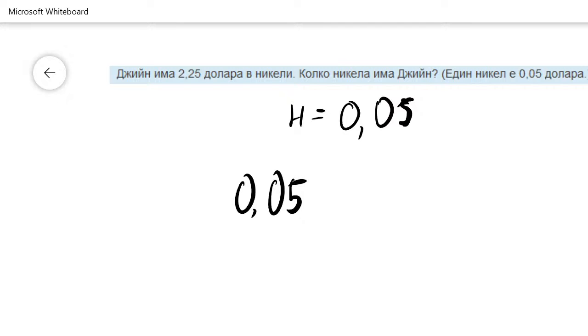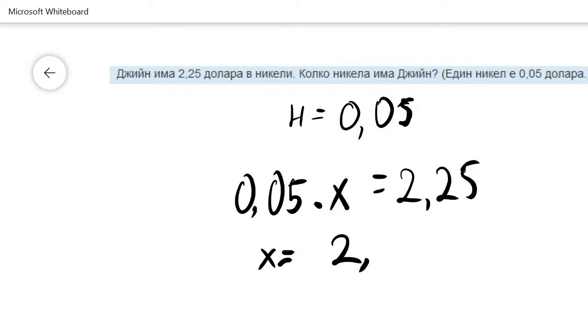I don't remember how it's spelled. But I mean, this for me isn't 0.5, and this is. So, yes, I believe you understand me. 0.05 multiplied by x is equal to 2.25. x is equal to 2.25 divided by 0.05, and x is equal 45. Yeah.